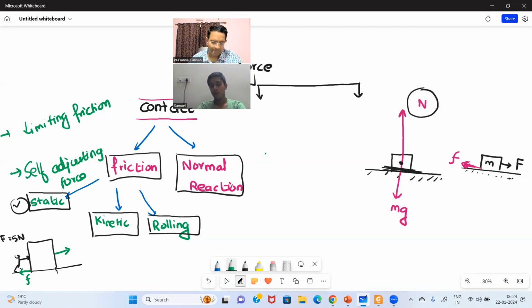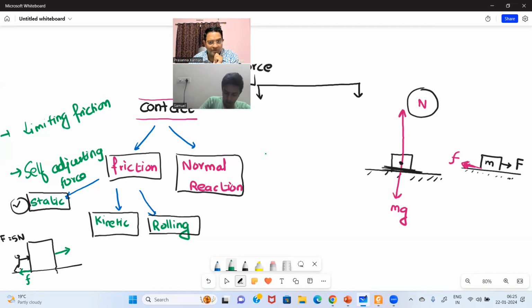Yes, sir. Okay. Now next, we're moving on to kinetic friction. The moment the almirah starts moving, or any body starts moving, a different friction acts. Static friction is gone because the almirah is no longer static now. Now a different friction acts. It's called kinetic friction or dynamic friction.